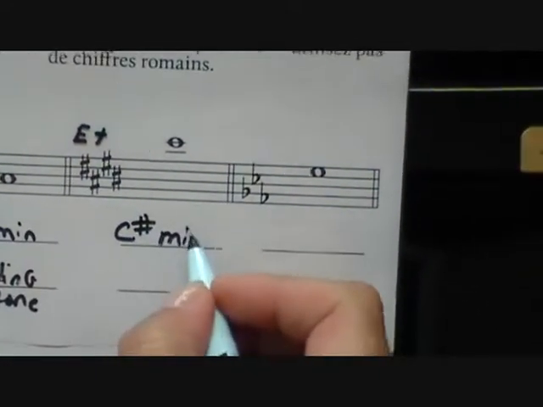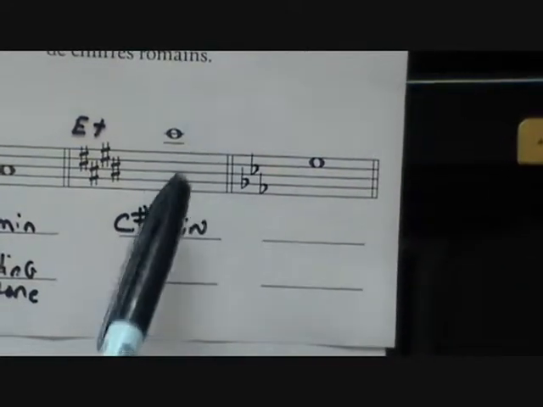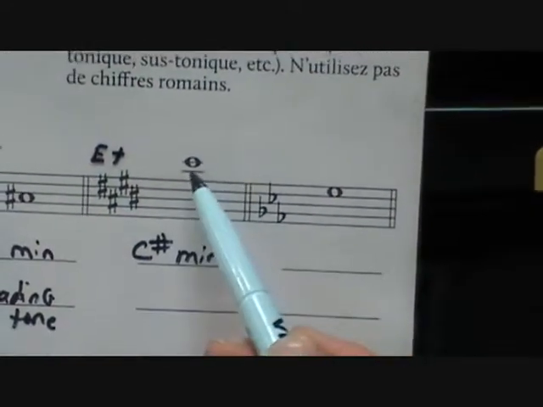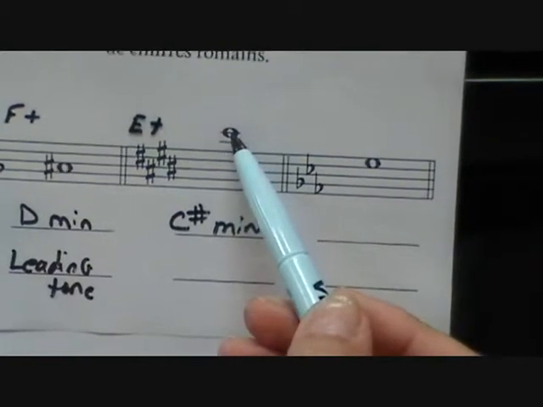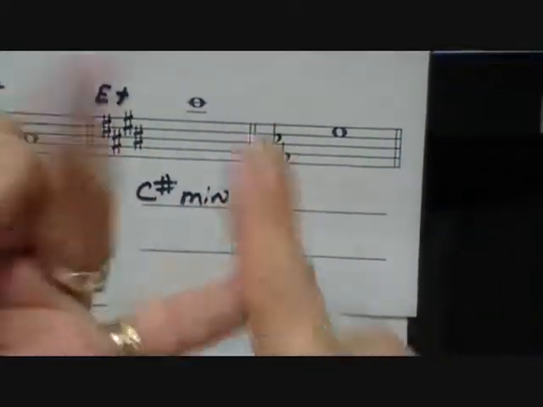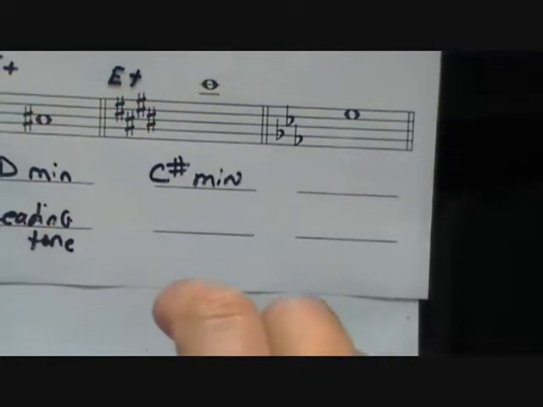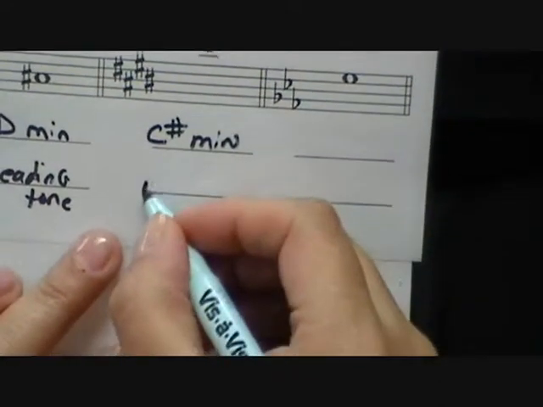So C sharp minor. Let's take a look at this note. We're in the bass clef, remember? First leger line is C, D, E. That's an E. So from C: C, D, E. It is the mediant. Yes.